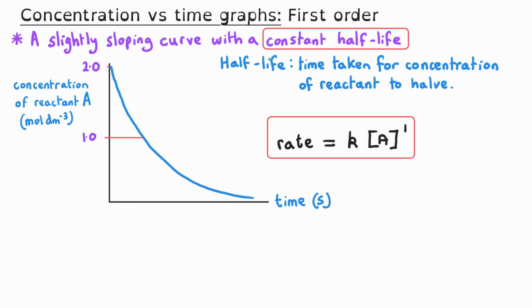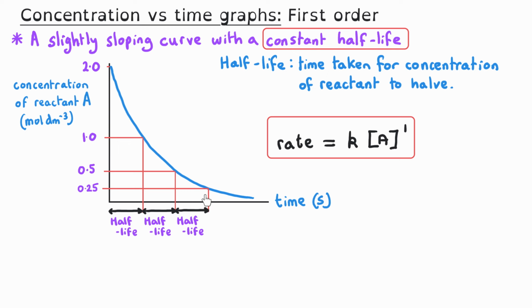When we start with a concentration of, for instance, 2, the amount of time taken for it to halve and turn into a concentration of 1 is this distance, and then that concentration will halve again and be 0.5, and that takes the same amount of time to happen, and then if the concentration halves again, this takes the same amount of time.